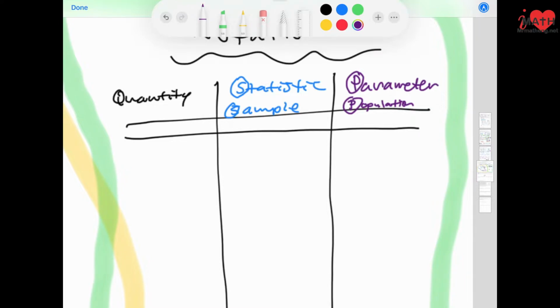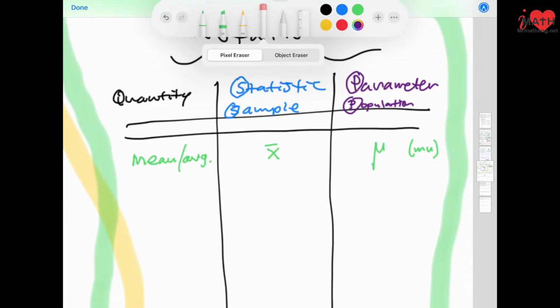If you have something called the mean, or let's just be super practical, the average, we would use this notation, x bar. Now if you see the word parameter, it's talking about the whole, the big, all. And that one is called mu. It's a Greek symbol, kind of like a U with a longer tail.